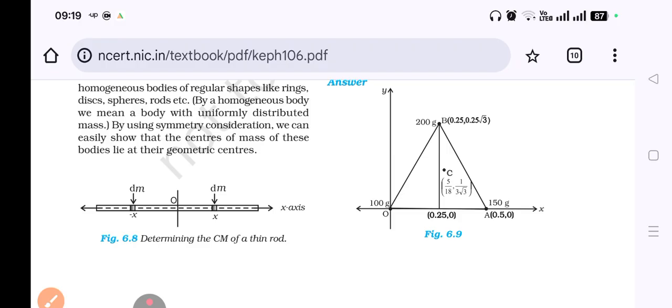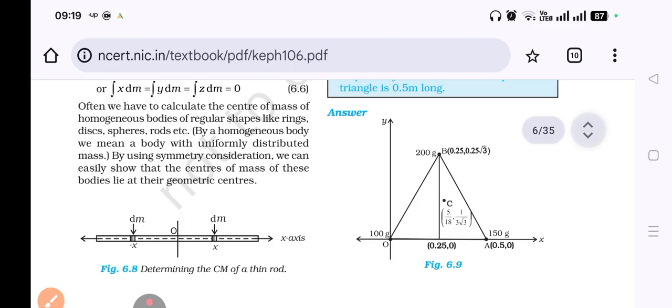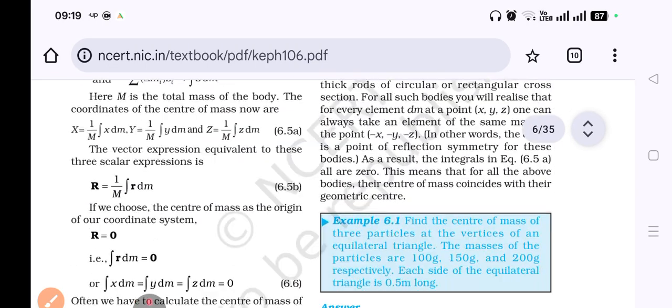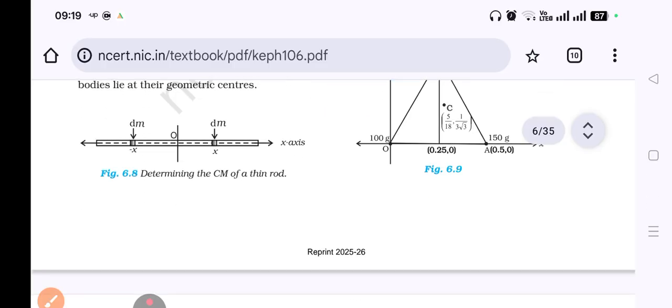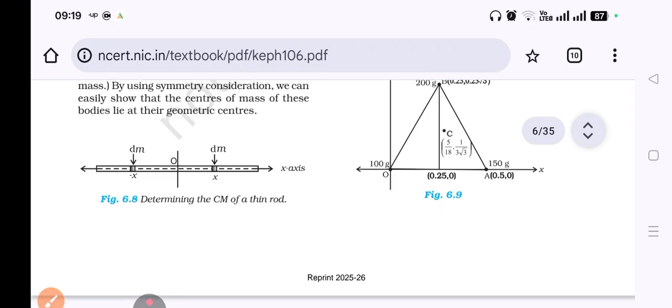Like this rod, we can determine the center of mass. Again, what we do, we take a small element, a very small mass element, this is the dm. Then we integrate it for the whole rod, and we will obtain the center of mass. By using symmetry we can see, because this is a uniform mass ruler.